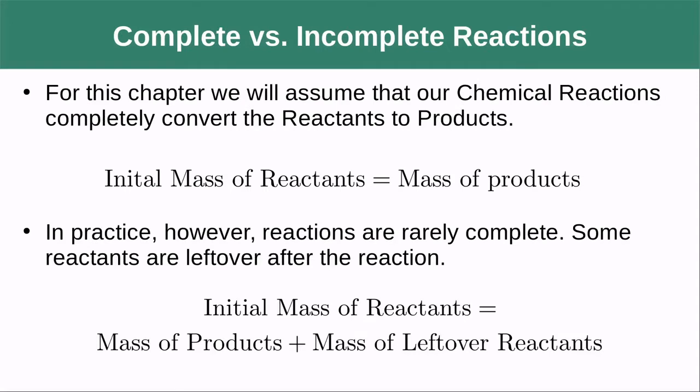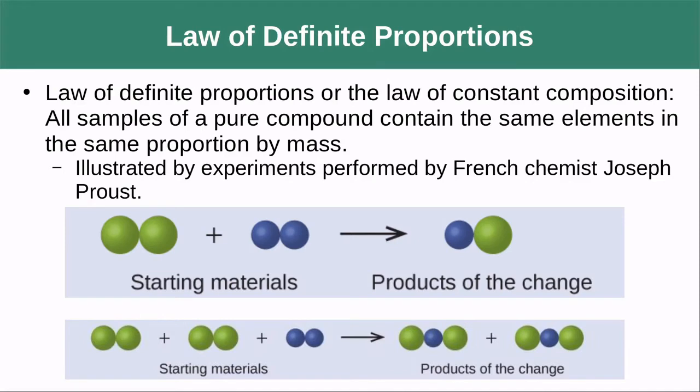For this chapter, we're going to assume that our chemical reactions completely convert to products. That will make our lives a lot easier. In this case, the initial mass of the reactants is going to equal the mass of the products. In practice, though, reactions really don't go all the way to completion. You always wind up with at least some of the reactants left over. In this case, the initial mass of the reactants is equal to the mass of the products, the things that you made, plus the mass of the leftover reactants that didn't react.